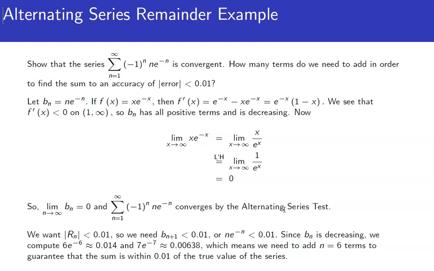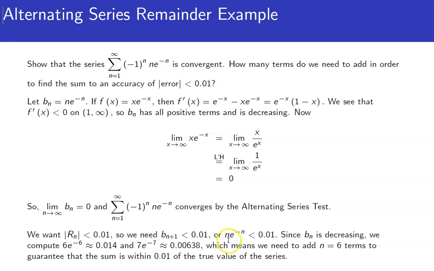Okay, so now we want to estimate the series to within an accuracy of 0.01, the error to be less than 0.01, which means that we want the absolute value of the remainder to be less than 0.01. Remember that the absolute value of the remainder is bounded by the first term we leave off. So we need the first term that we leave off to be less than 0.01.